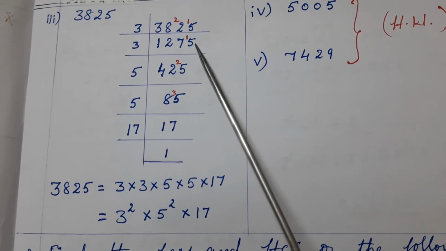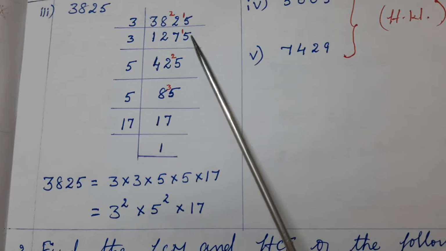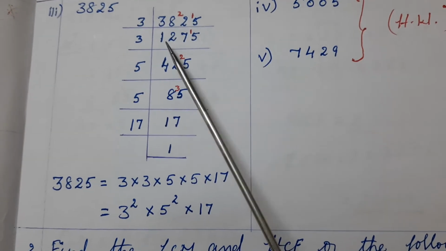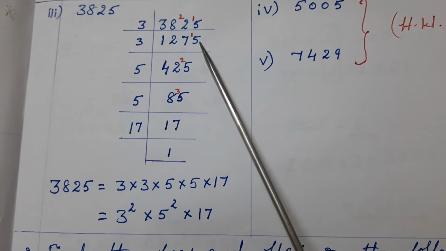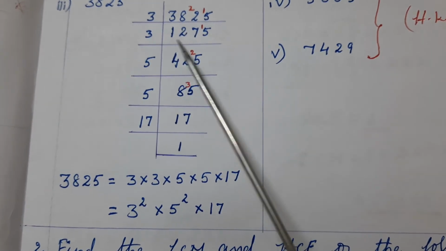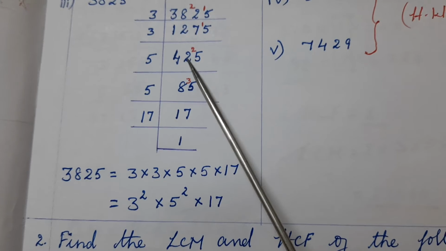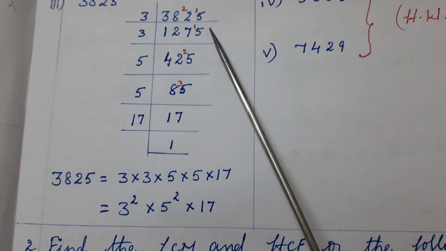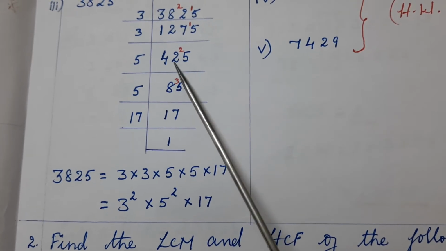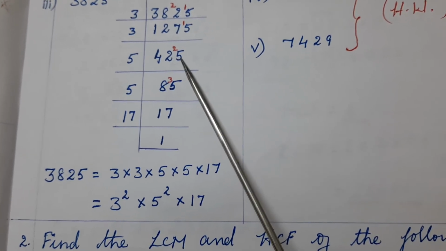Carry over 1. 5 3s are 15. Again the ending number is 5. It cannot be divisible by 2. See whether it is divisible by 3. 1 plus 2, 3. 3 plus 7, 10. 10 plus 5, 15. So 4 3s are 12. Then 2 3s are 6. Carry over 1. 5 3s are 15. Again when I add 4 plus 2, 6 plus 5, 11. It is not divisible by 3.